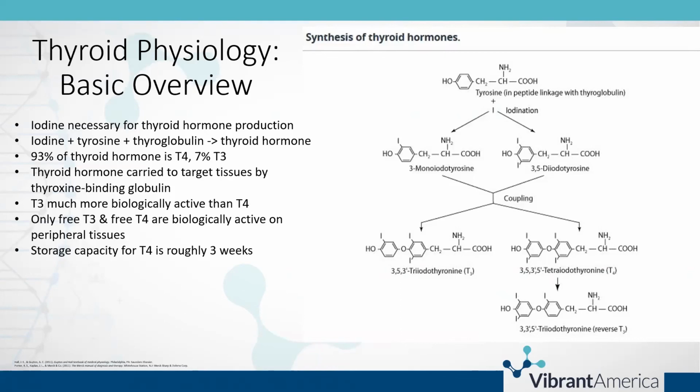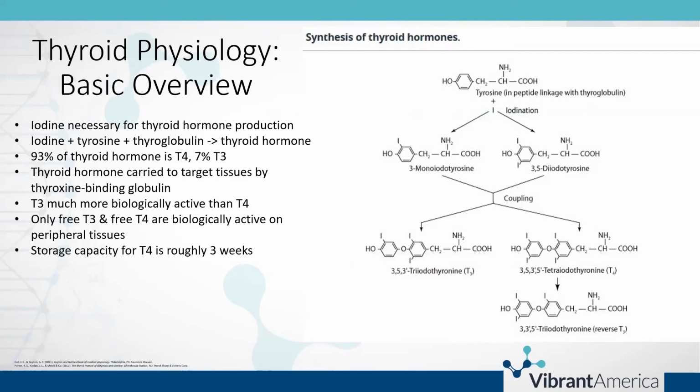The vast majority of hormone released into the bloodstream is T4, and most of our thyroid hormones are bound to a carrier protein called thyroxine binding globulin, which transports them to the tissues. As the name implies, thyroxine binding globulin has great affinity for T4. So although we know T3 is much more biologically active, it does not travel well.